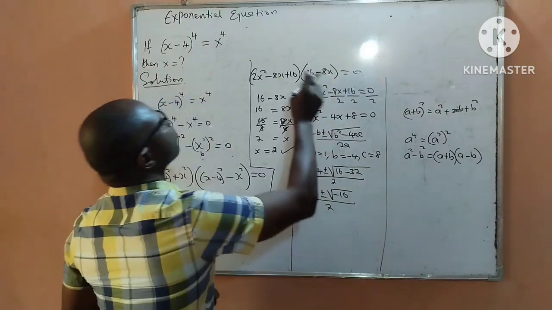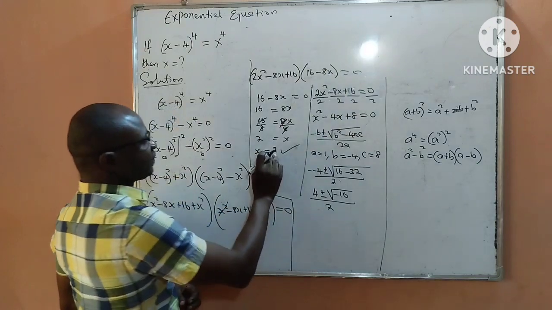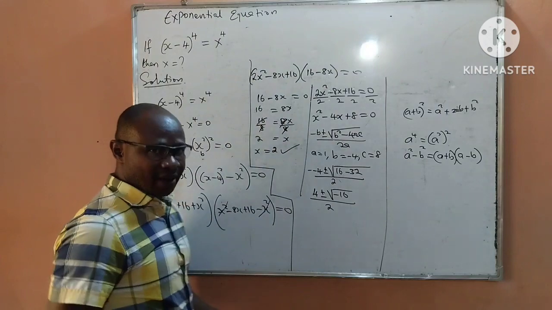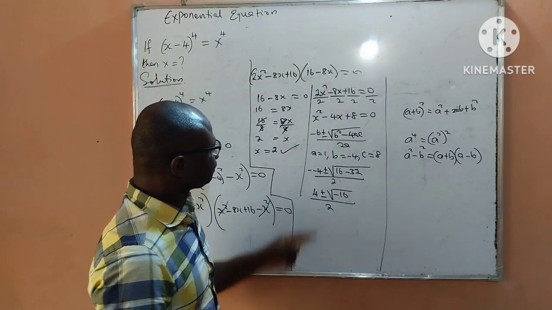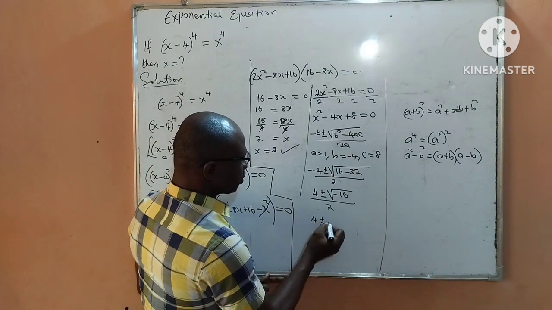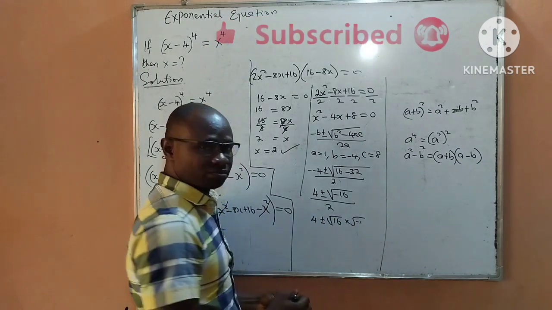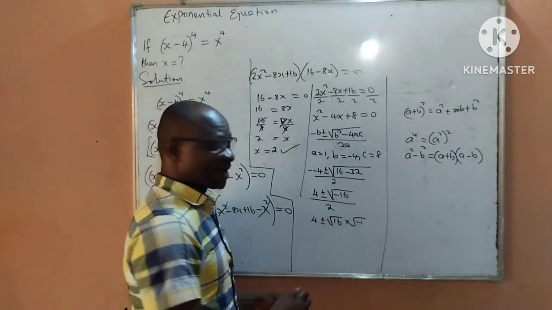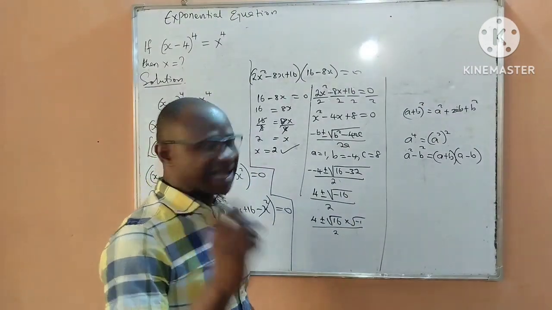What are we looking for? We are looking for the next values of x. Since from here we have gotten the first value, we want to get more values of x because that is what we are required to find. We still continue from here. You see, I can express this as 4 plus or minus the square root of 16 multiplied by the square root of minus 1, because the square root of minus 1 times the square root of 16 is going to give me the square root of minus 16. Why? Because I know that the square root of minus 1 is i.